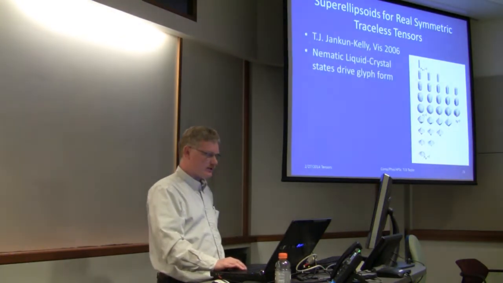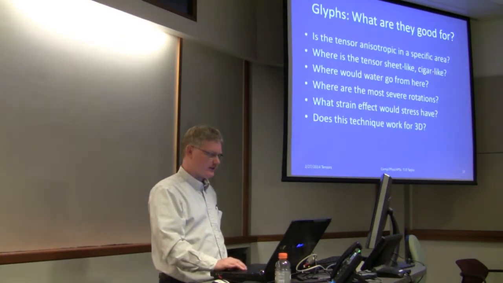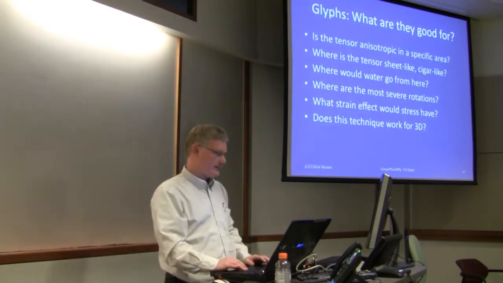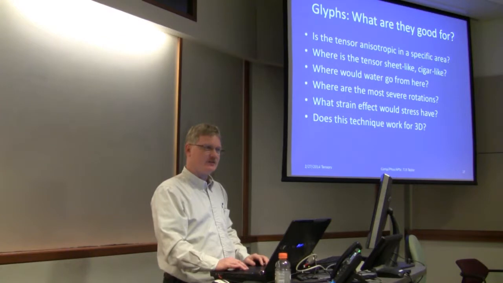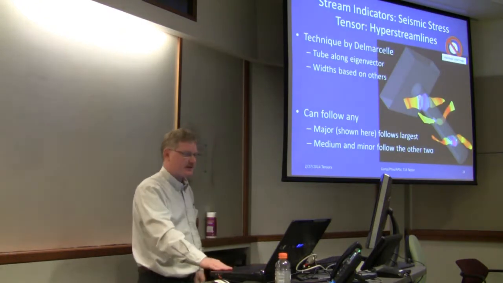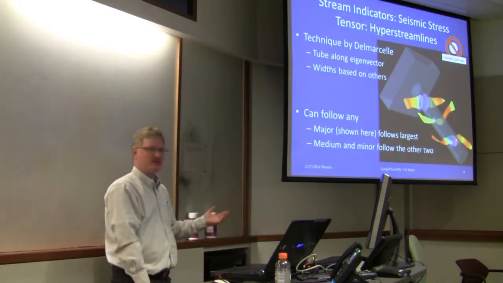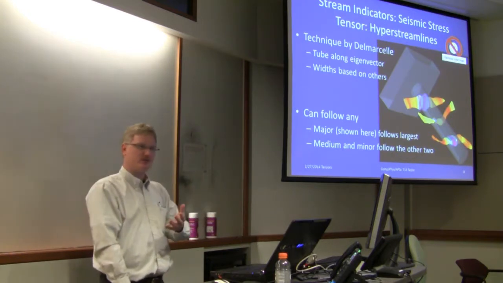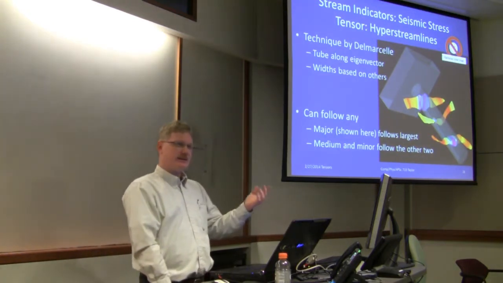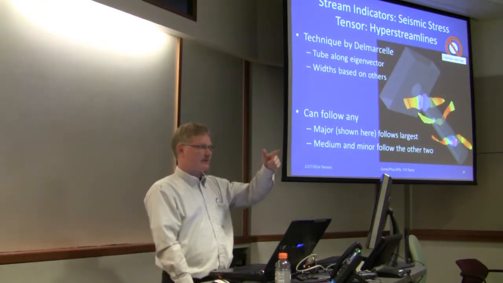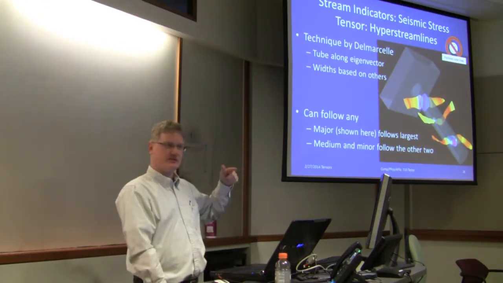All right, so now we've gone from glyphs. Does this technique work for 3D? With the standard caveats of occlusion versus confusion, yeah. All right, so now we're going to do hyperstreamlines. Just like we had particle systems and then streamlines from particles, this is similar. It's basically picking one of the eigenvectors and doing a streamline along that eigenvector.